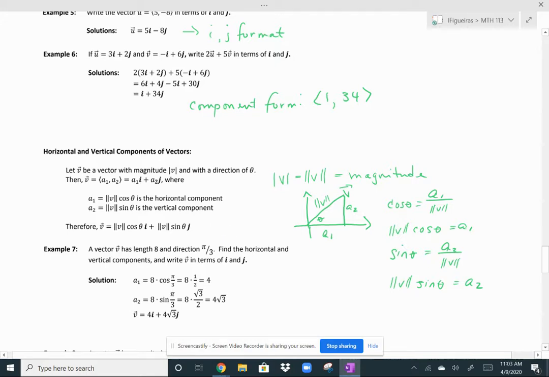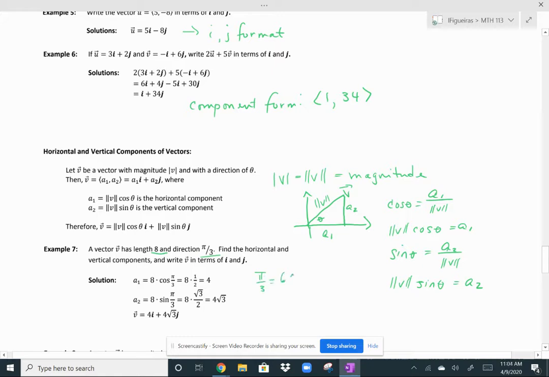All right, so let's do example 7. A vector v has a length 8 in the direction of pi over 3. This is expressed in radians, which is fine. Find the horizontal and vertical components and write v in terms of your ij format. So a sub 1, remember, is your magnitude, which is 8, times the cosine of the angle, which is pi over 3.